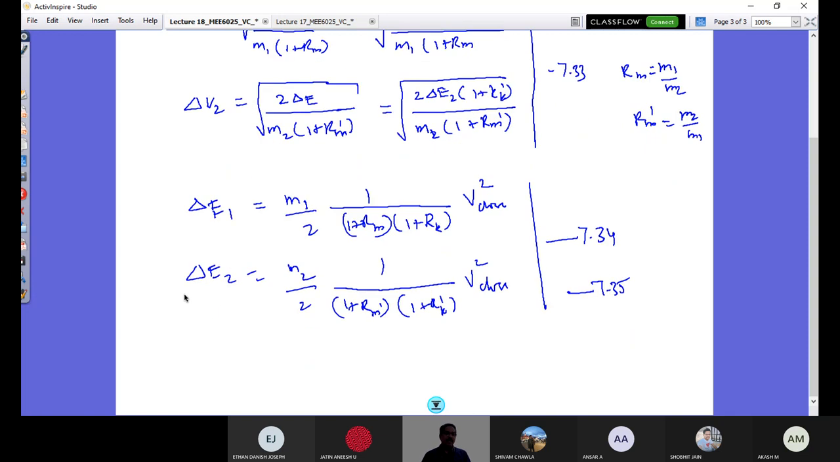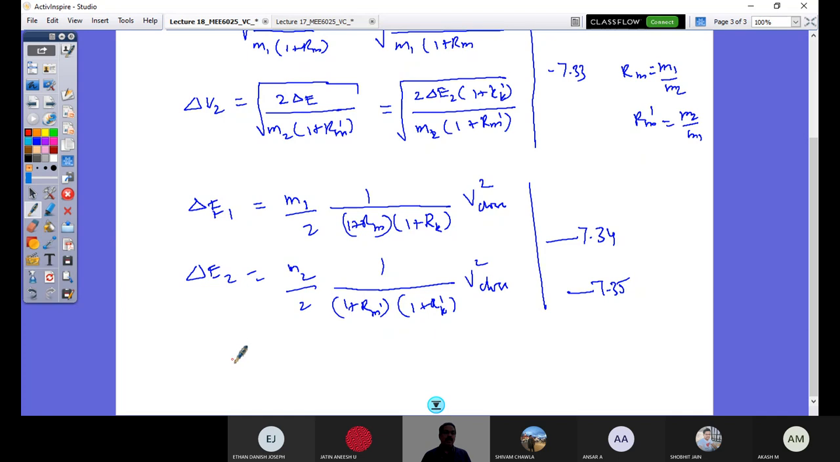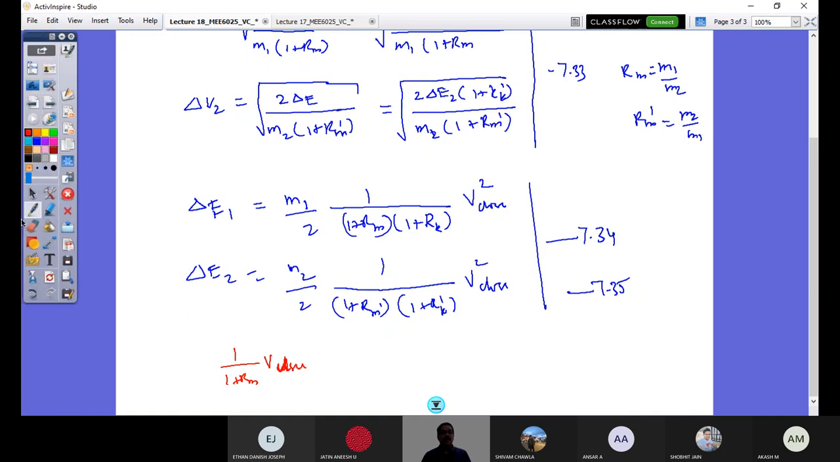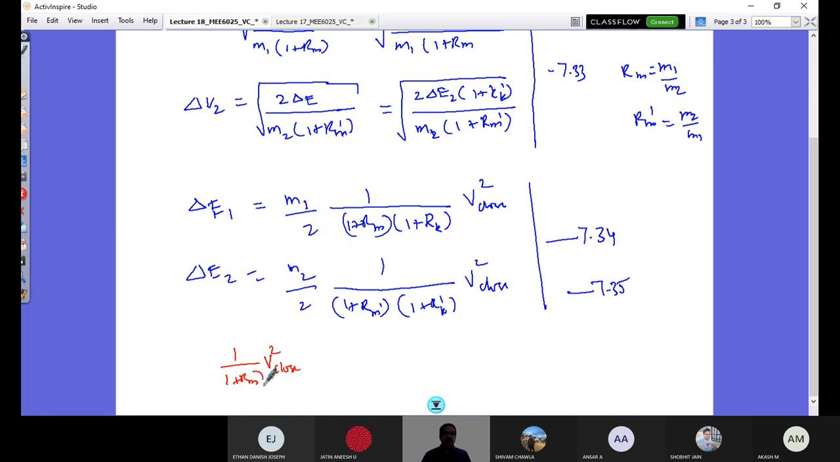It's simple. I can prove that. We had earlier derivation 1 by 1 plus Rm from impulse and momentum principle. When we applied, we got this. We can refer back. This is closing velocity, V close square. Here it was Rm square. Right. Why? Because we had this delta V1 can be written in terms of 1 by 1 plus Rm into V close. So we can have this.